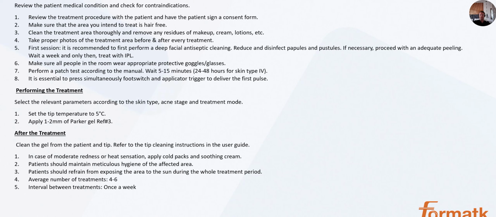So what do we recommend in Forma-TK? How do you do the protocol? So you have to review the treatment procedure with the patient and have the patient sign informed consent and explain to the patient that it takes time. It takes between 4 to 6 weeks if you do it every once a week. If you do it every 2 weeks, then you might even make the treatment numbers longer.